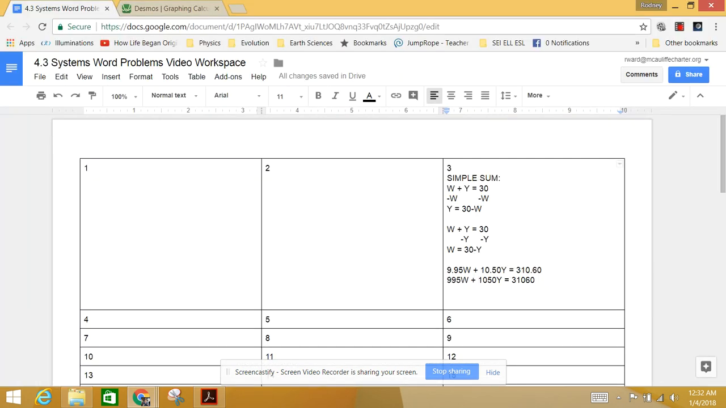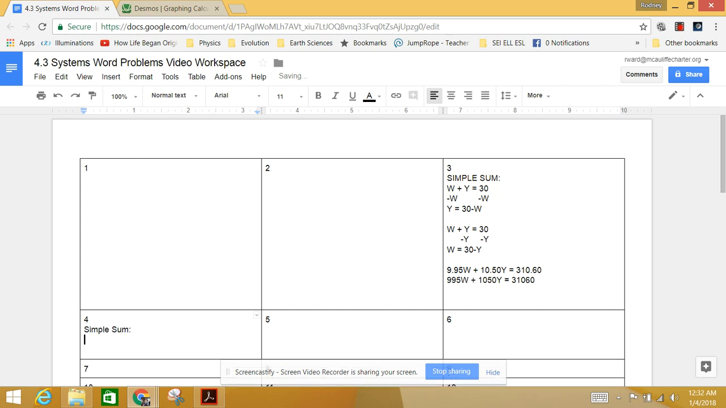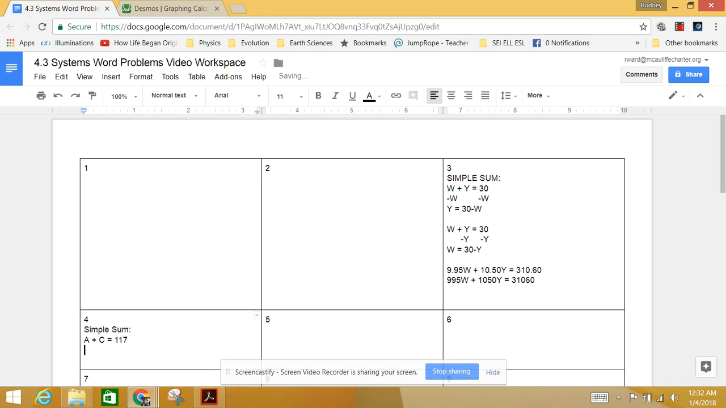So I'll use A for adult and C for children. You can certainly use X and Y if you prefer. So this is the simple sum. The simple sum is going to be A for adults plus C for children equals 117 total tickets.